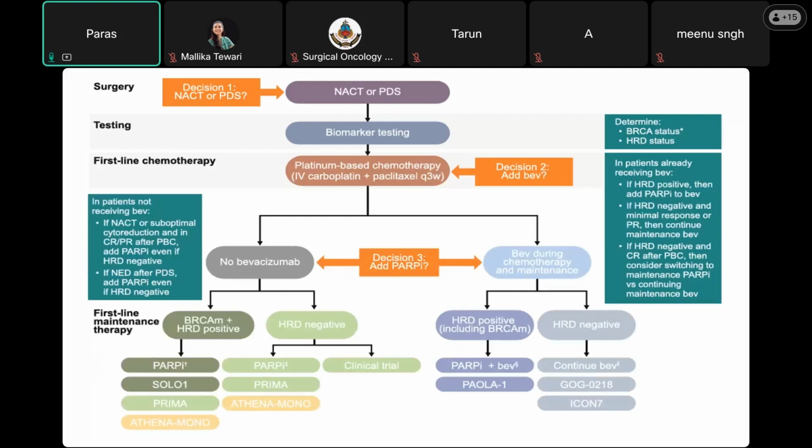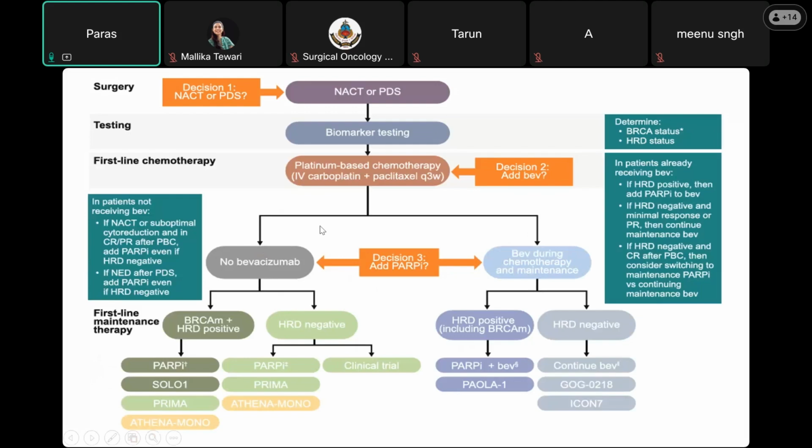Now, this is a flowchart on how to choose a PARP inhibitor for first-line maintenance therapy. If bevacizumab is not being given in first-line maintenance, but the patient is HRD positive and BRCA mutated, we can give all three: olaparib, rucaparib, and niraparib. Out of these three, rucaparib has not yet received FDA approval, but it is approved in NCCN based on the ATHENA-MONO trial, which is a 1B level of evidence.